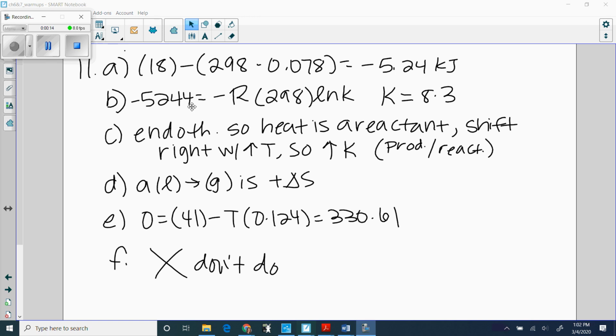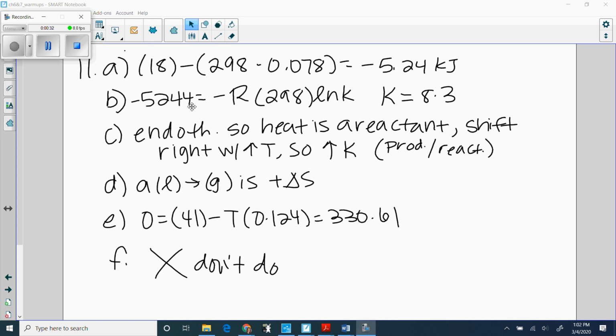Letter A, I like to do it in kilojoules. You could have done it in joules, it's fine. Letter B has to be in joules because fancy R is in joules. Letter C, remember if it's endothermic, heat is like a reactant. If I increase it, it would shift to the right. Products over reactants, my numerator gets bigger, so my K is going to get bigger.